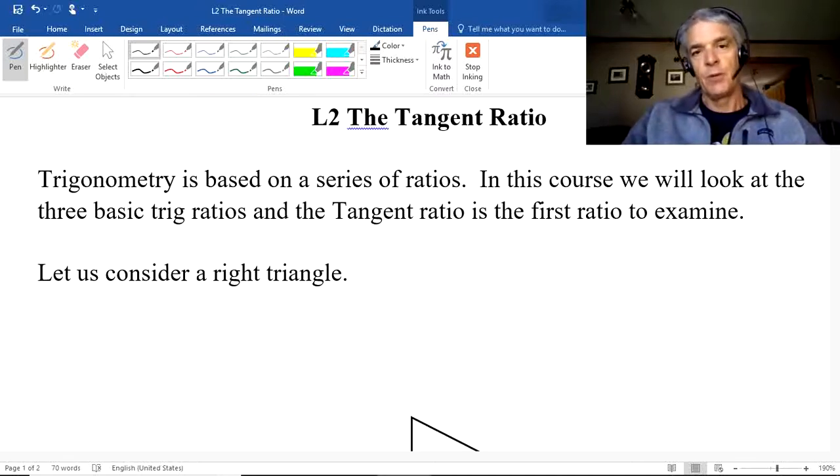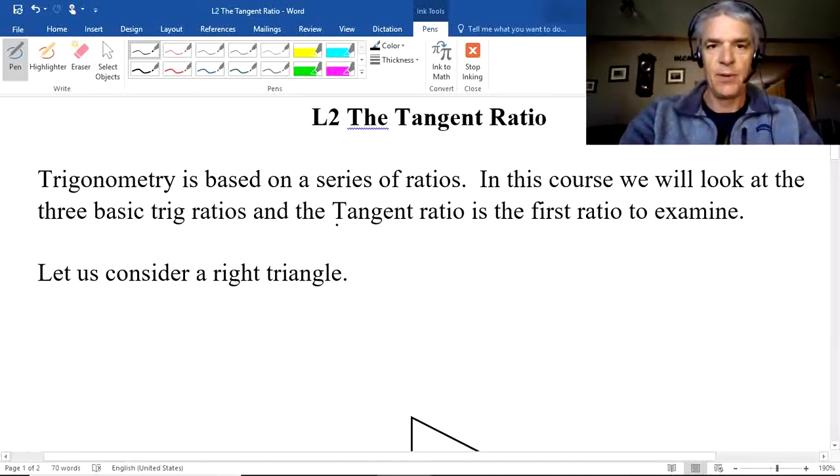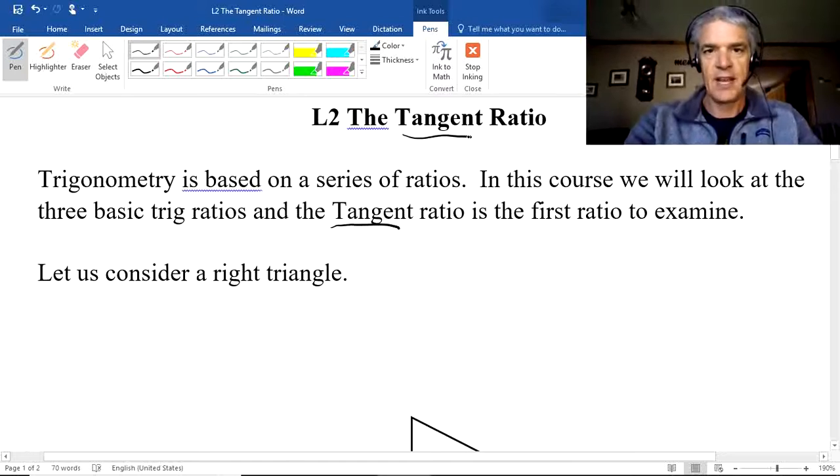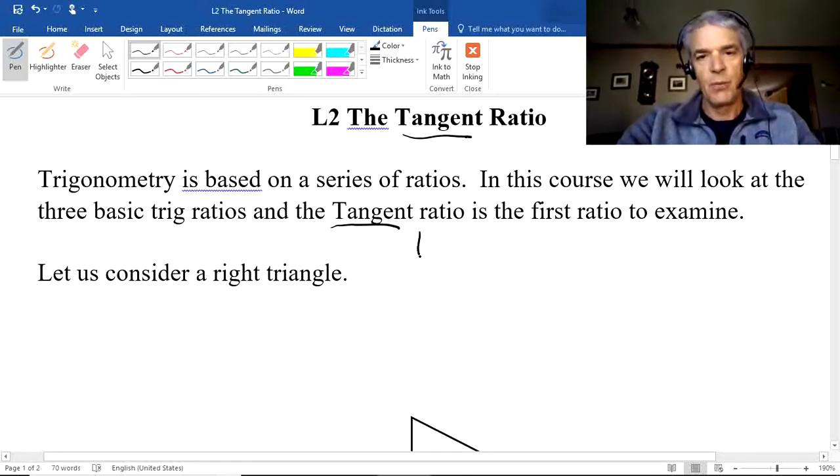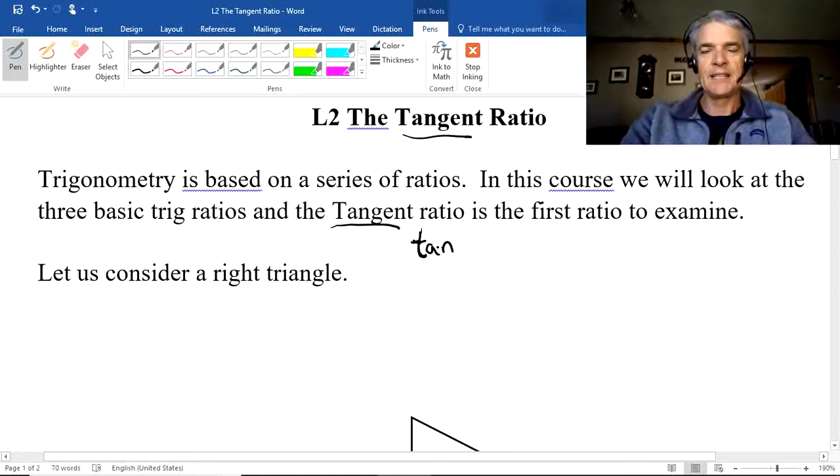Okay, so first we're going to look at the tangent ratio, and as you saw already, tangent is written in here. It's also in the title, but the real letters that we use are TAN. And I usually draw my T's with just a little hook on the bottom so it doesn't get mixed up with a plus sign. And that's our tan symbol, or tan is what we're going to call this.